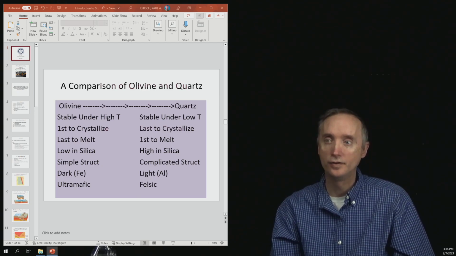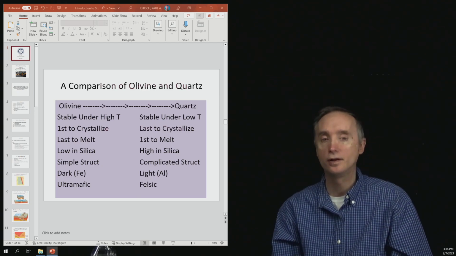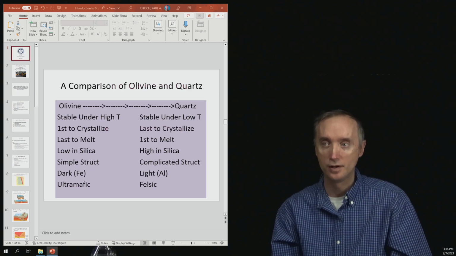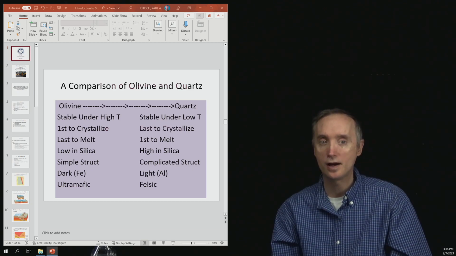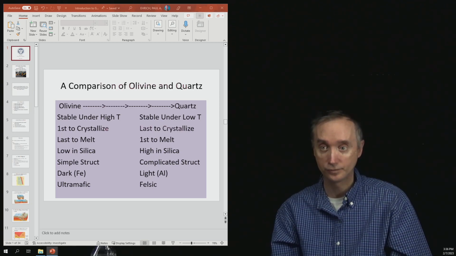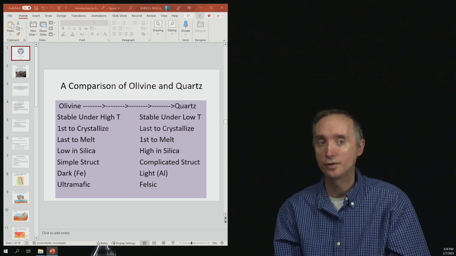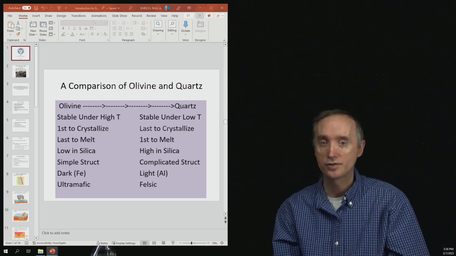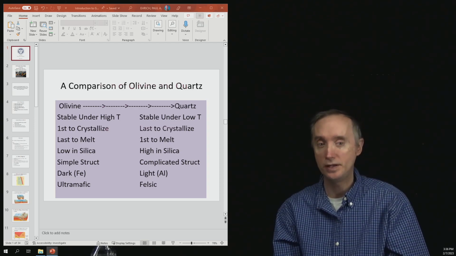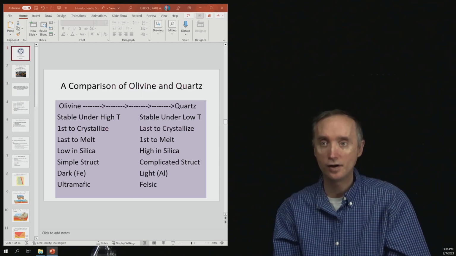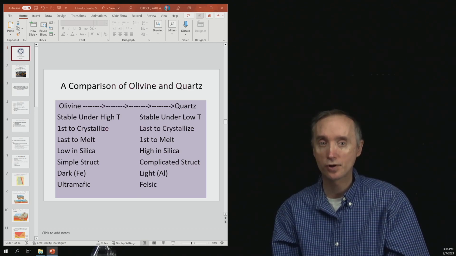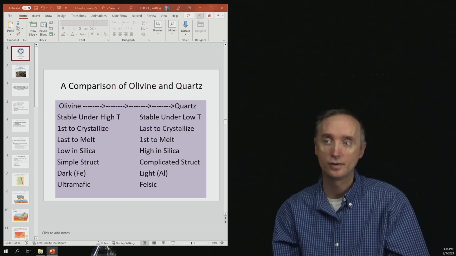So olivine is very stable under very high temperatures. So olivine likes high temperatures. That's why you find a lot of olivine in the mantle of the earth, where it's very hot. But quartz is stable under low temperatures. So that's why you find sand on a beach. So sand is made of quartz, and it is very stable under surface pressures and temperatures.